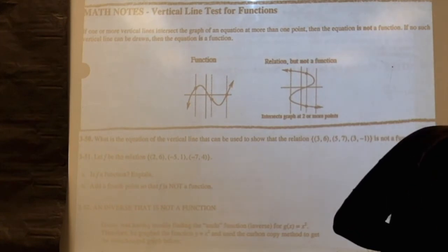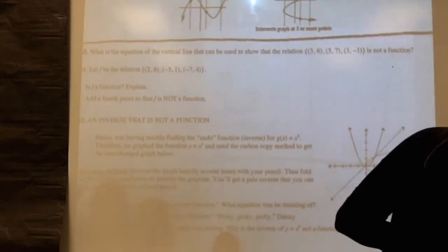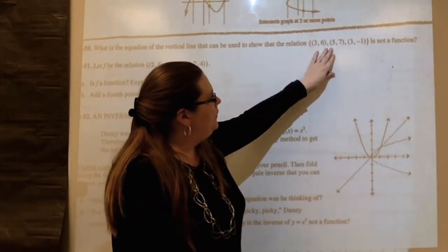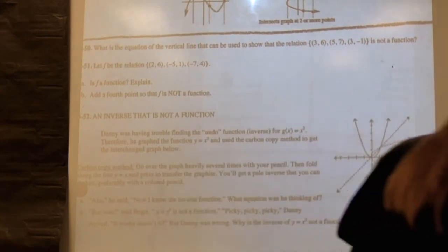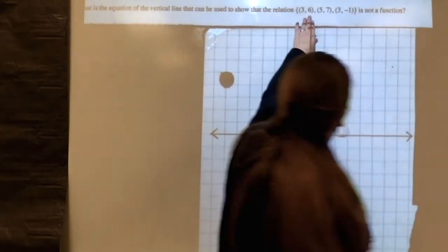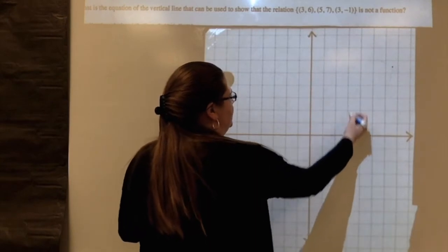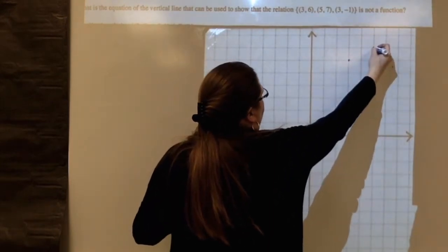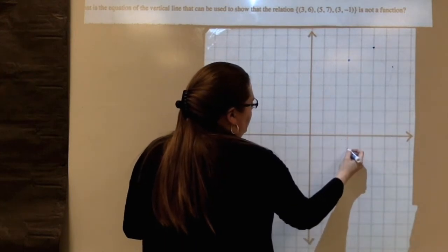So we have some problems here to help us with this concept. This says, what is the equation of the vertical line that can be used to show that this relation is not a function? So we have these 3 points here. We have a graph there. So we have these 3 points at (3, 6), and we have a point at (5, 7), and we have a point at (3, -1).